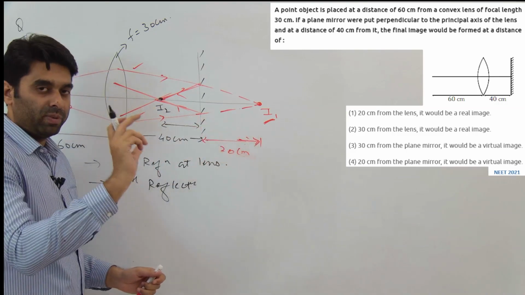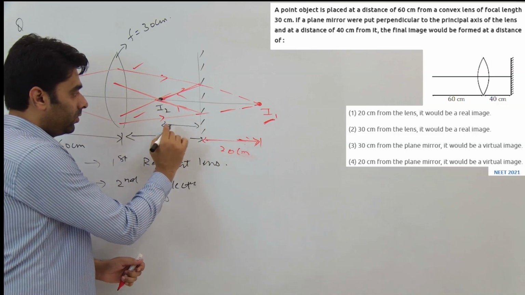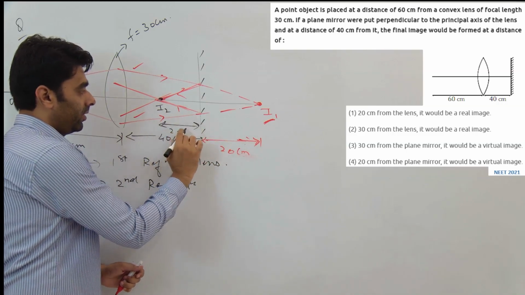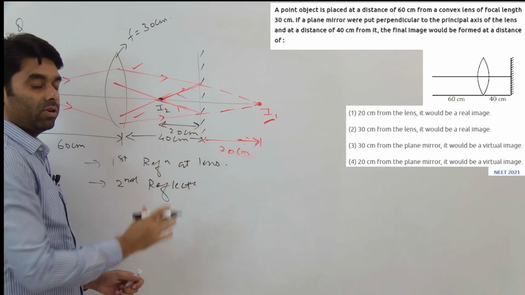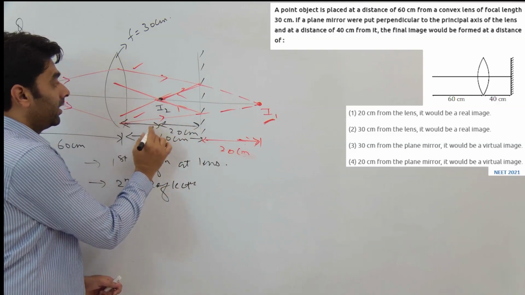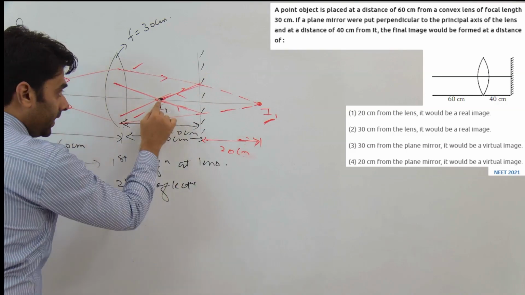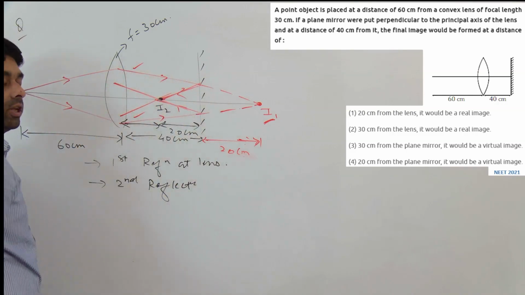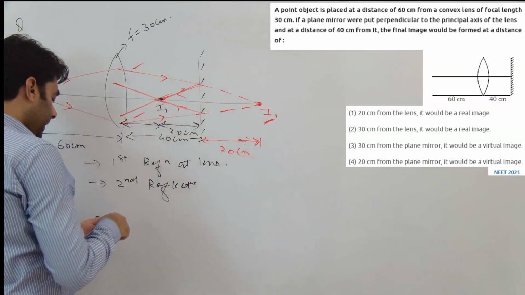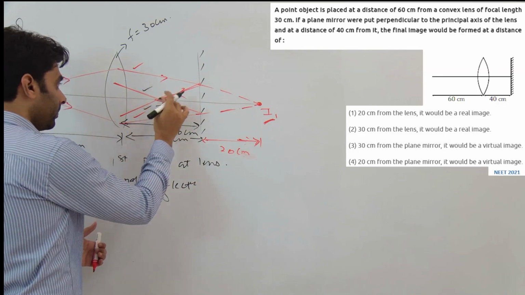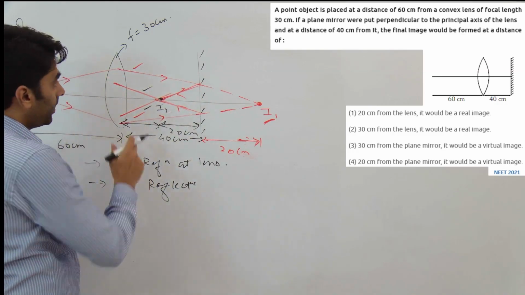So in case of a plane mirror, object distance and image distance are the same. So this will also be 20 centimeter only. Fine, well and good. That means from the lens, the distance is again 20. Now these light rays, after intersecting over here, are moving ahead and falling on the lens.